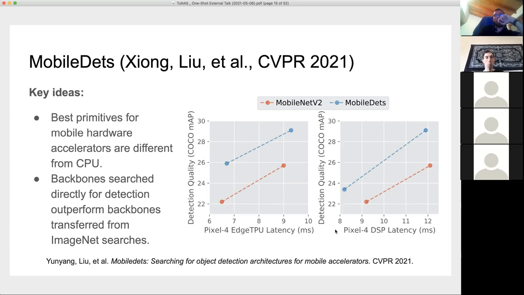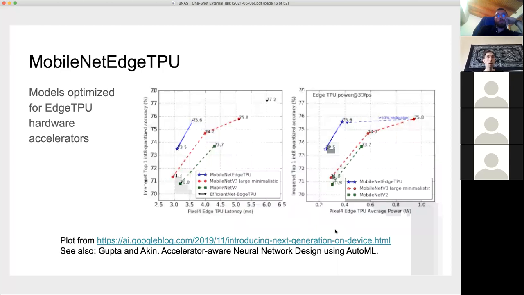So this is one interesting application which builds on the architecture search algorithms we were exploring. Another is MobileNet Edge TPU, which was actually a collaboration with folks from the Edge TPU team at Google, among others. And here the idea was basically to design network architectures which were specifically optimized for edge TPUs and provided especially good latency, accuracy trade-offs for those devices.